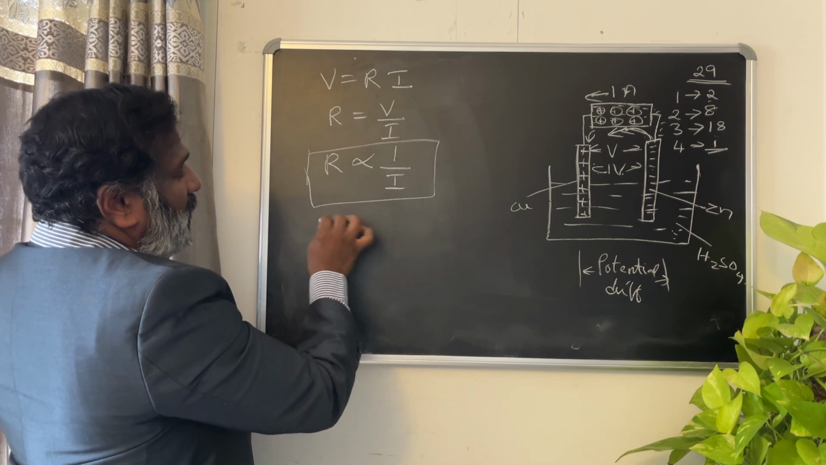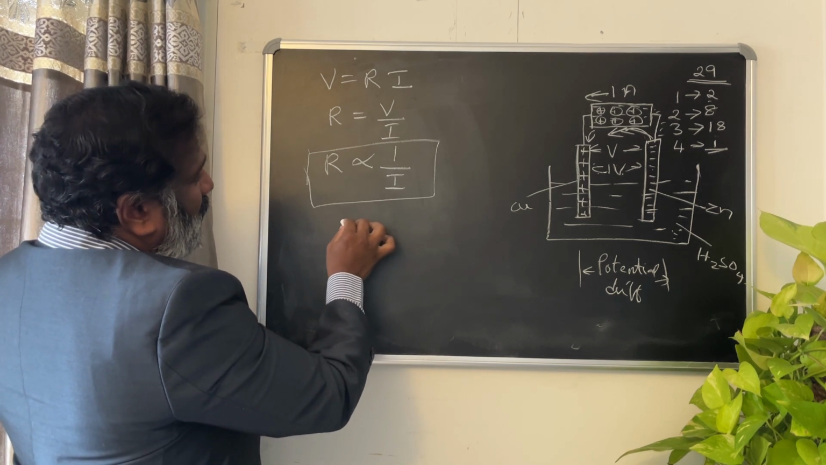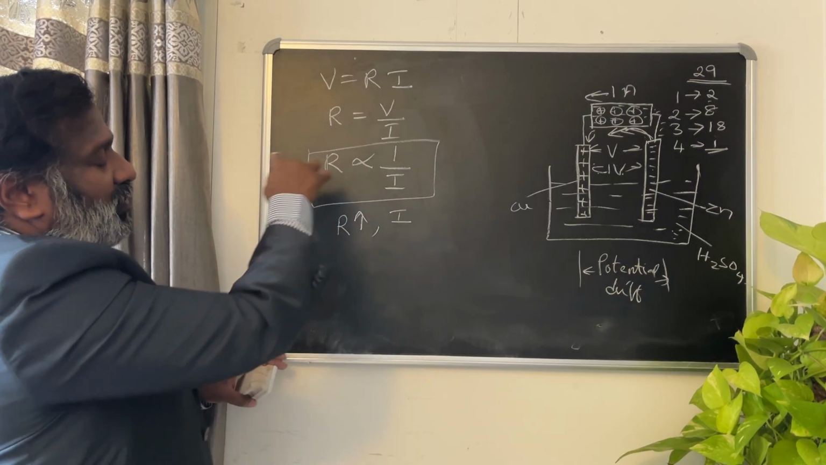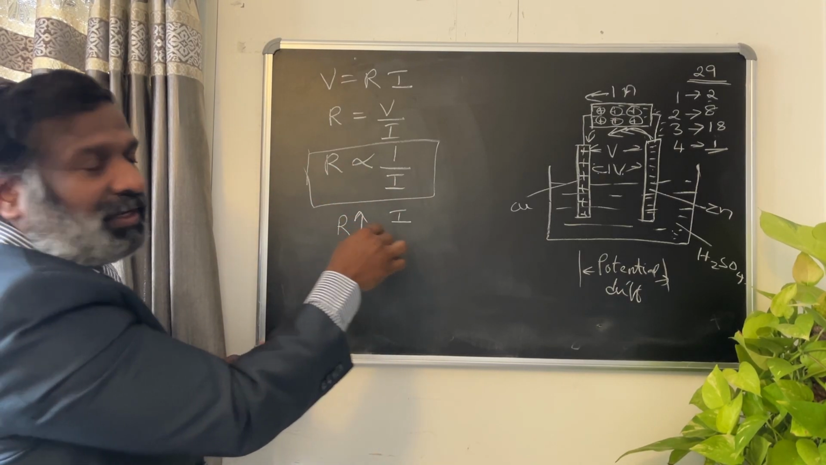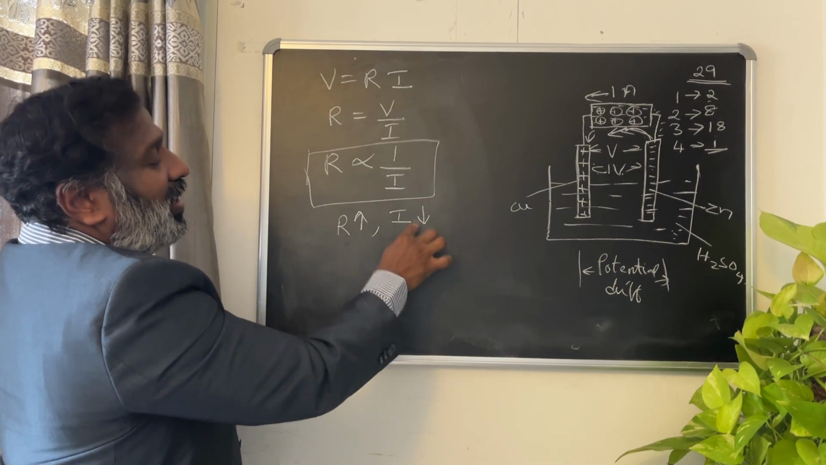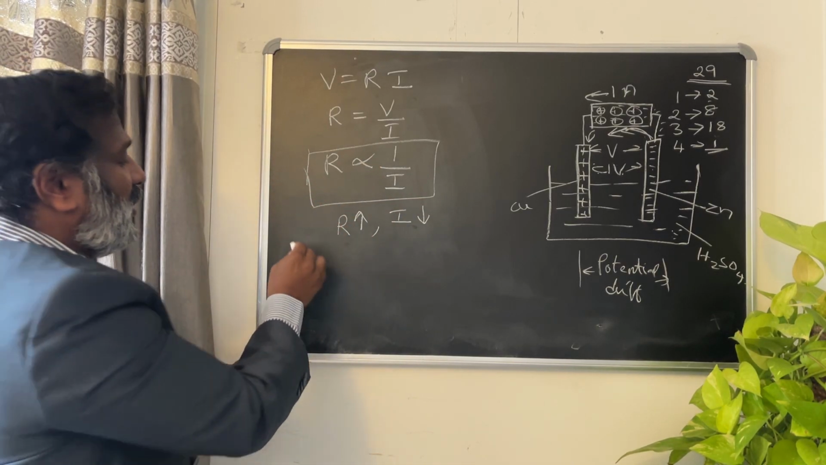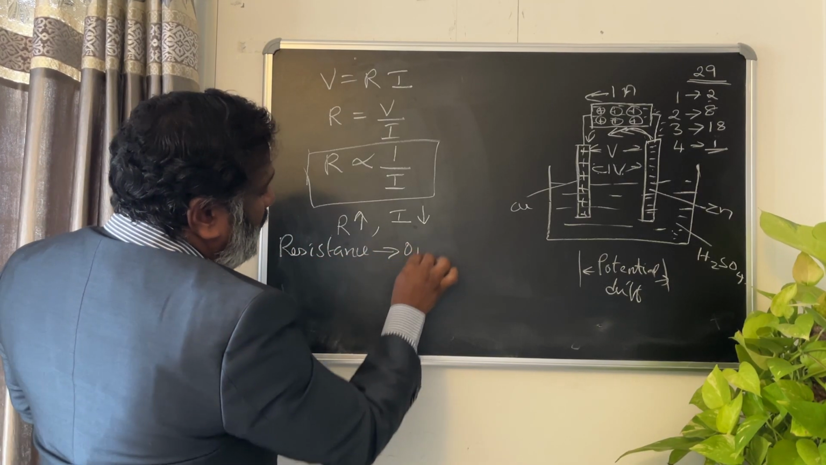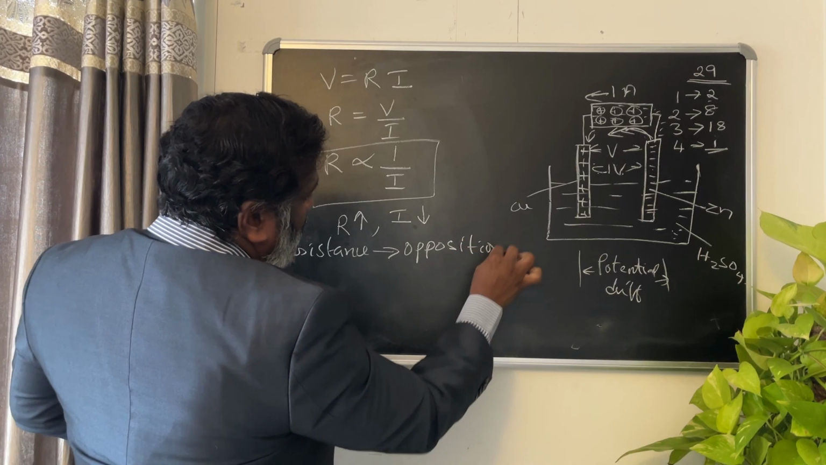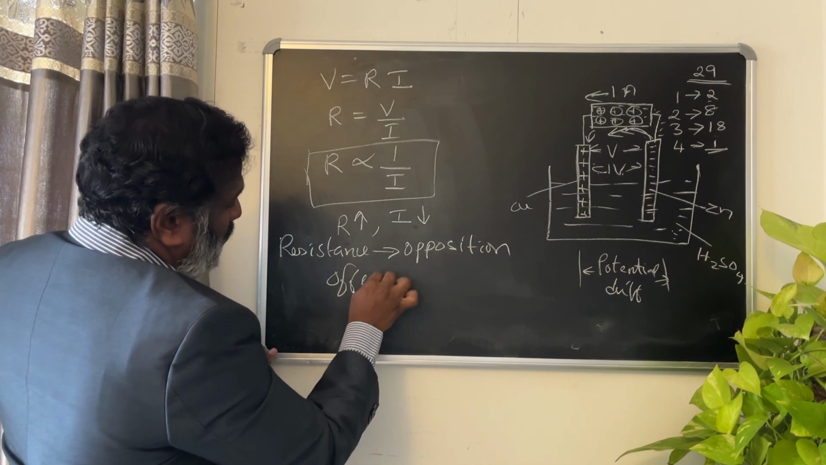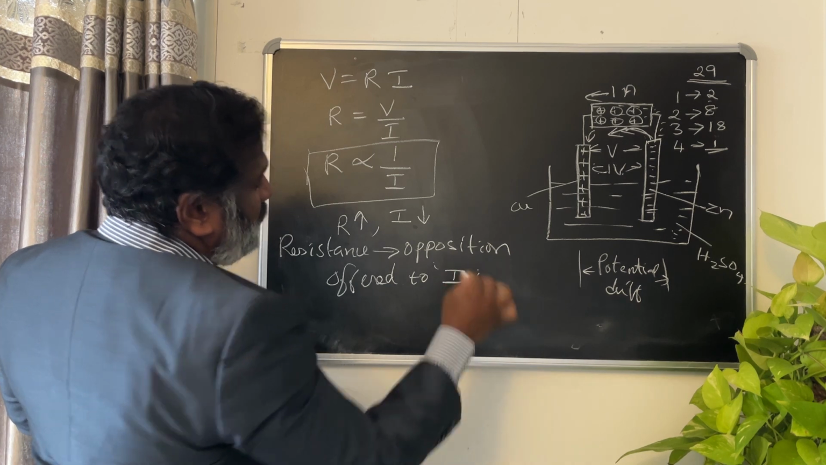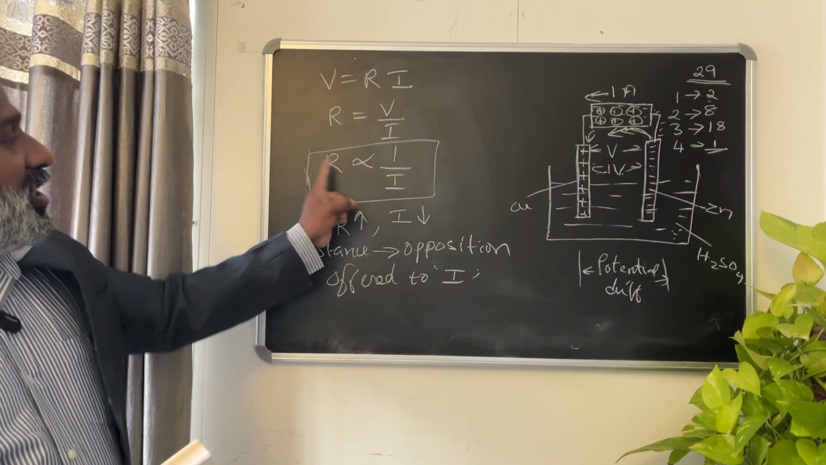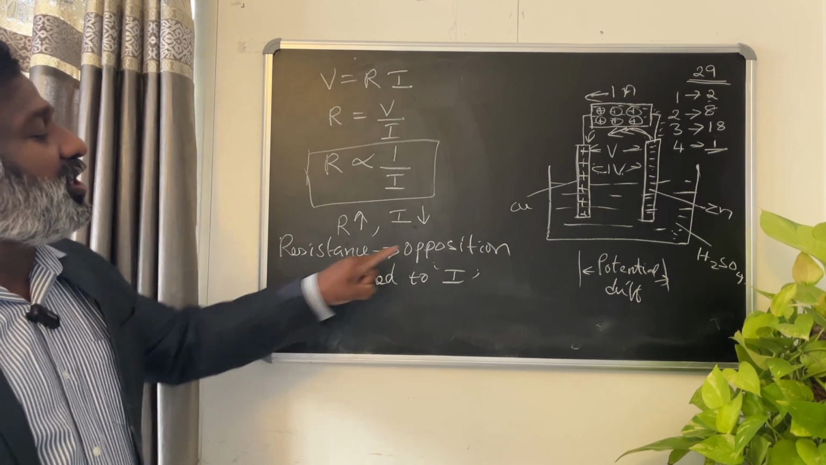So when resistance increases, what will happen to current? The relationship is inverse. When resistance increases, current decreases. So I can say resistance is the opposition offered to the flow of current. When resistance increases, current decreases. Inverse relationship. That means resistance is the opposition offered to the flow of current.